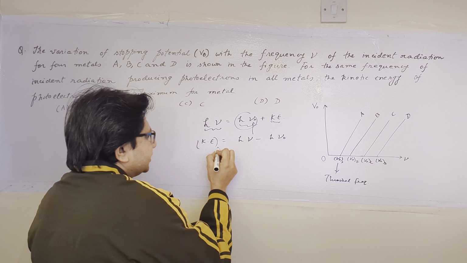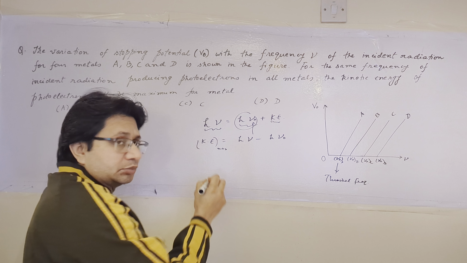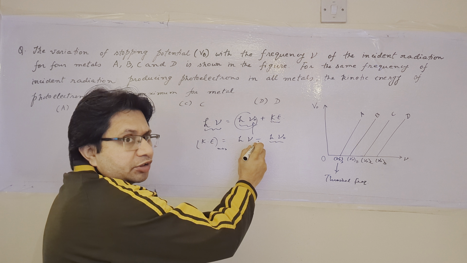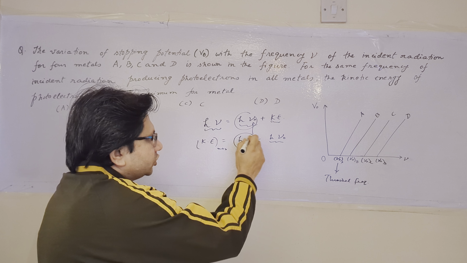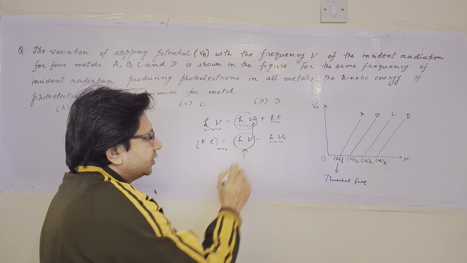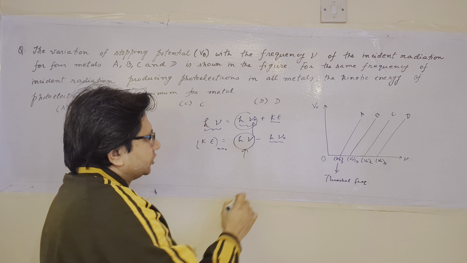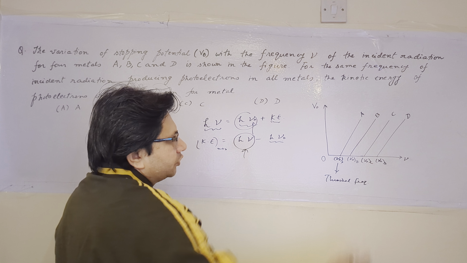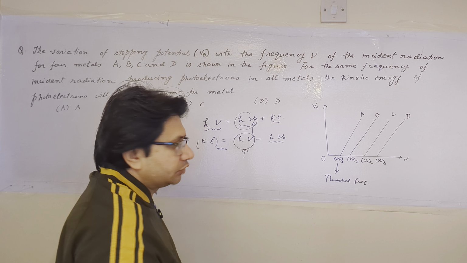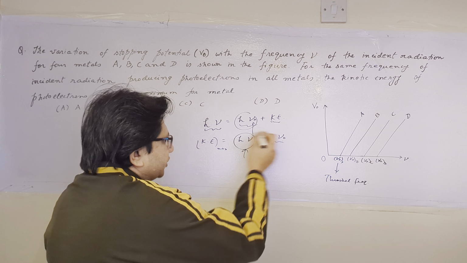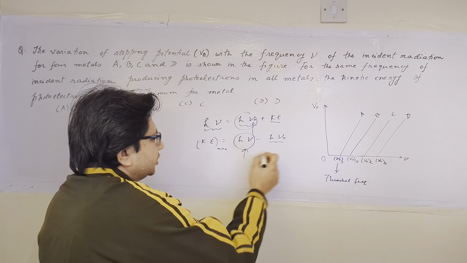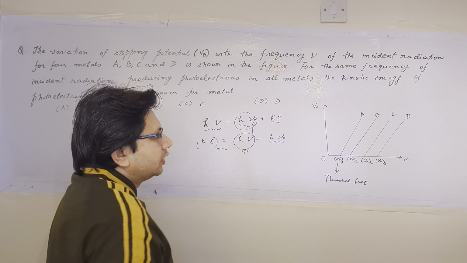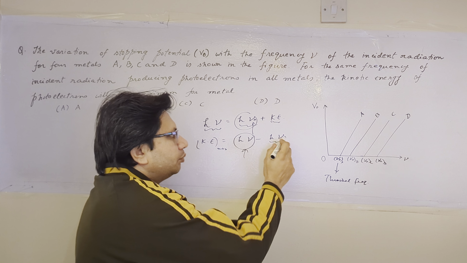Now to maximize this kinetic energy, this term should be minimum because there is a negative sign in front of it. This term is constant for all the metals. This is the applied energy of the incident radiation, but this term is different because nu naught is different. The threshold frequency is different for different metals. And to maximize the whole value of kinetic energy, we have to minimize it. And to minimize it, we have to take the value of threshold frequency which is minimum.